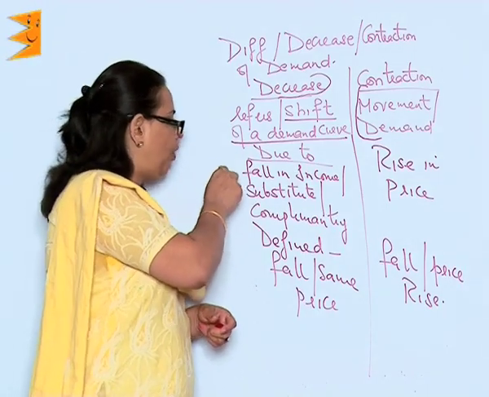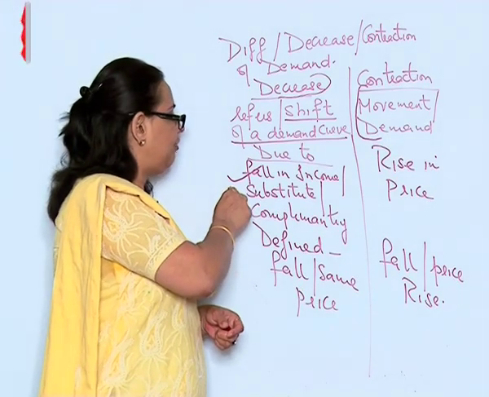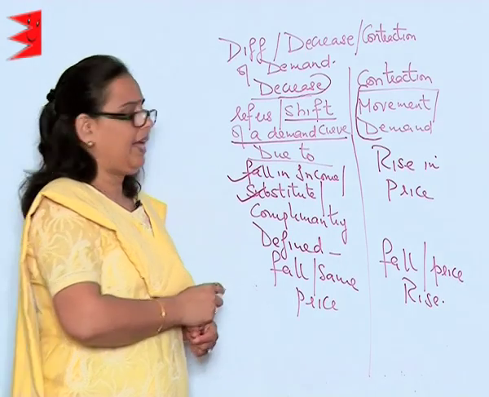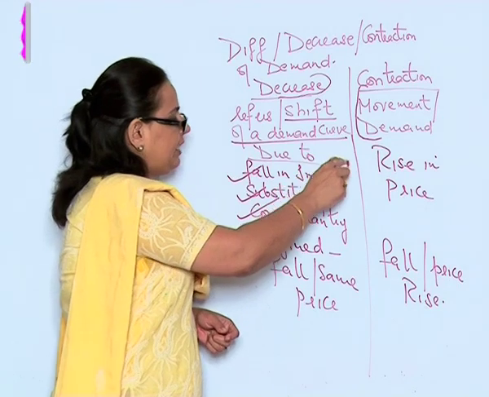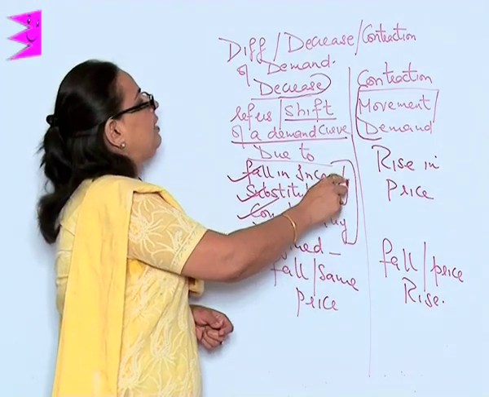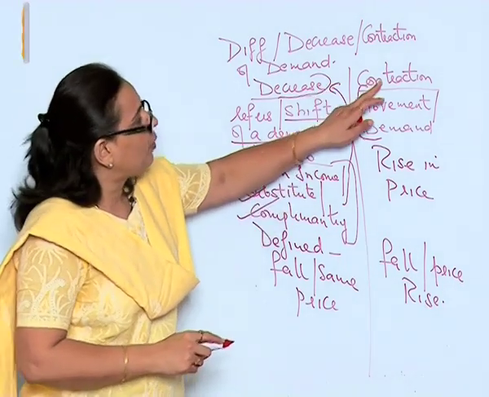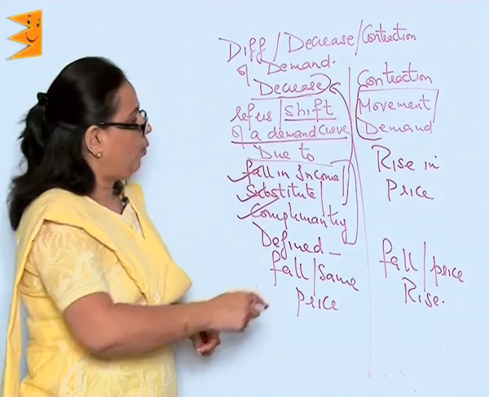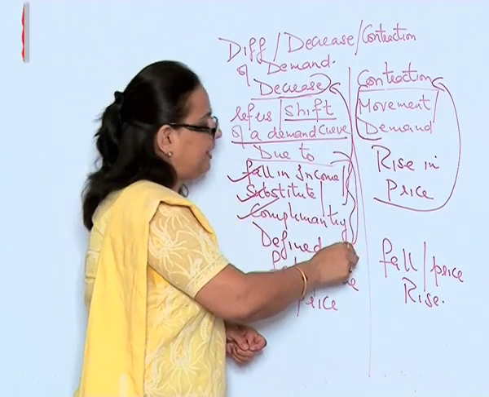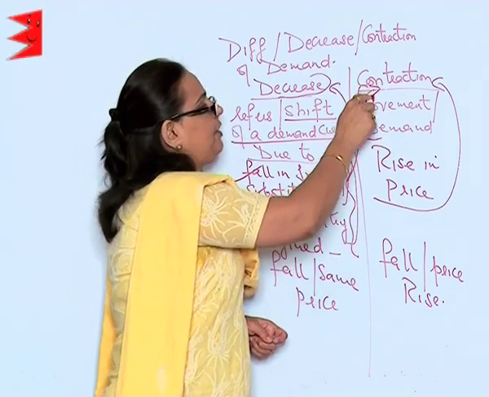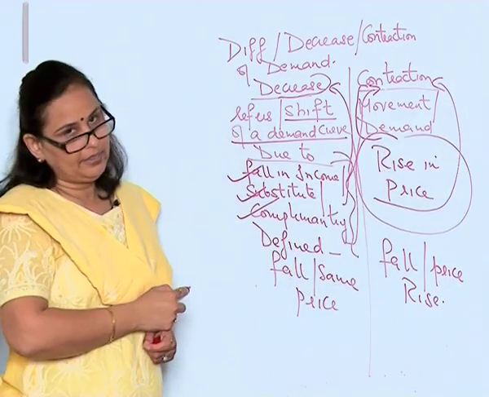It could be fall in the income of a consumer. It could be because of the fall in the substitute price. It could be because of the rise in the complementary goods. All these factors will make the decrease in demand. But the contraction in demand will only come when there is a rise in the price. No other factors can affect or make contraction in the demand. It will be only by the rise in price.